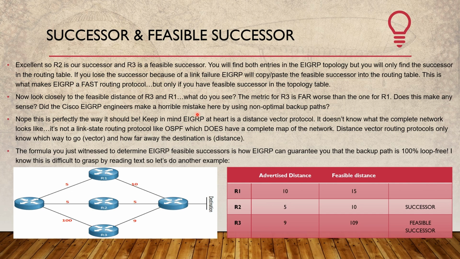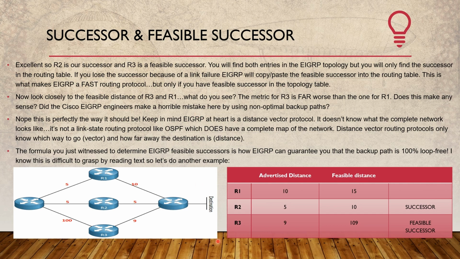The formula you just witnessed to determine the EIGRP feasible successor is how EIGRP can guarantee that the backup path is 100% loop free. I know this is difficult to grasp by reading the text. Let's do another example. How does EIGRP construct the 100% loop free topology, the feasible successor, the backup path? Let us do it in the upcoming scenario.